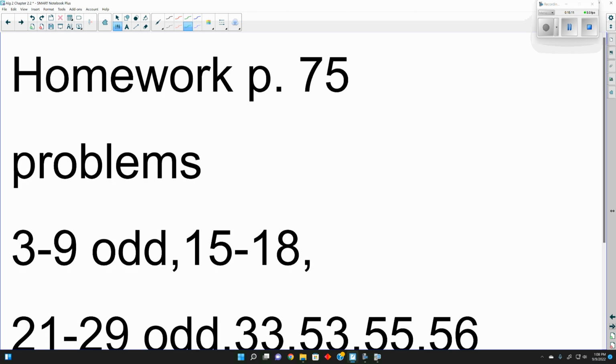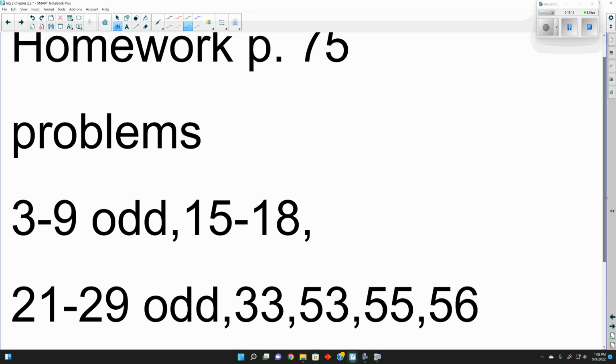I'm going to let y'all use the rest of the time to work on this assignment here. So on page 75, you're doing 3 through 9 odd, just the odd ones on 3 through 9. Then you're doing 15 through 18 all. And again, on 15 through 18, you're just matching the graph to the corresponding equation. It gives you an equation and it has 4 graphs below it. You're just matching it up. And I would use the axis of symmetry to find which one works with each equation.